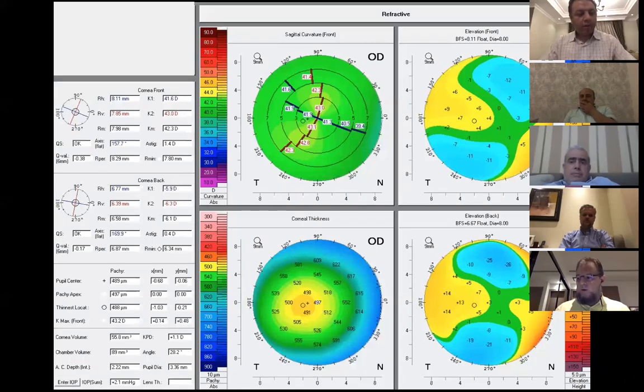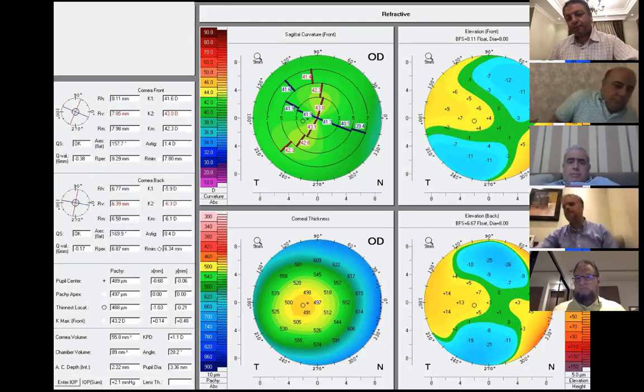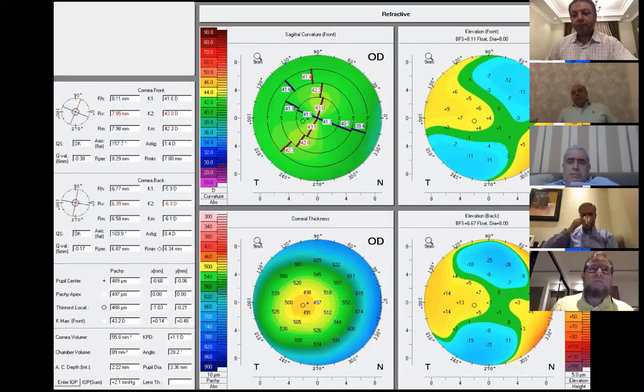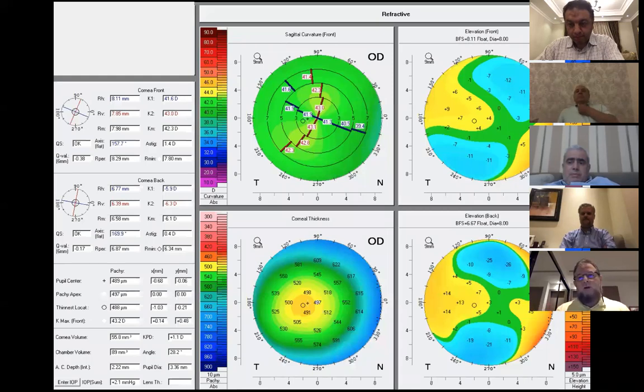So shall we move to the last case? Lens-based or clear lens extraction? Yes, although I'm not a big fan of this operation. With monovision? Well, this depends. I have to do some tests, of course, on the patient to check, maybe trifocal in the left eye, sorry, and monofocal in the right eye, which is the amblyopic eye.